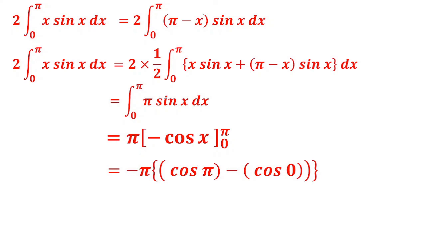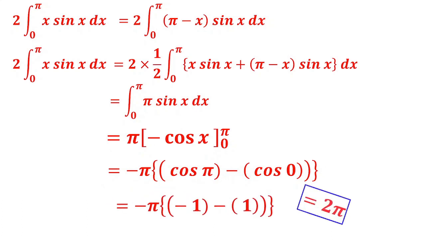It will become cos pi minus cos 0. What is cos pi? It is minus 1. Cos 0 is 1. Therefore, minus 1 minus 1. Already you have a minus outside. Therefore, the answer is 2 pi.